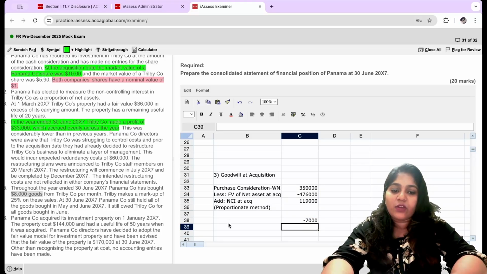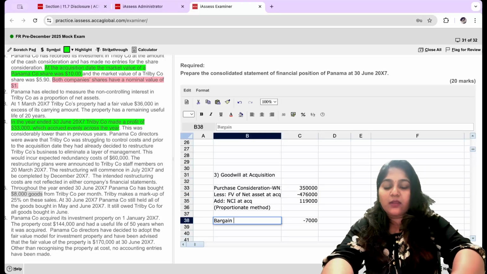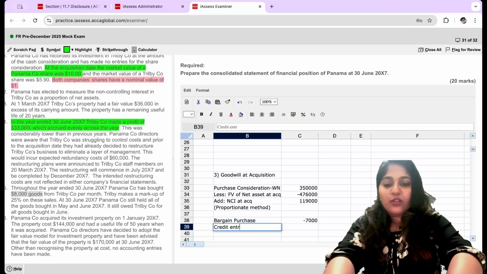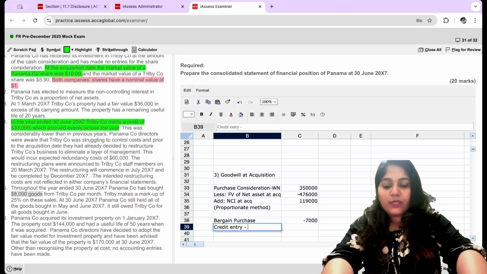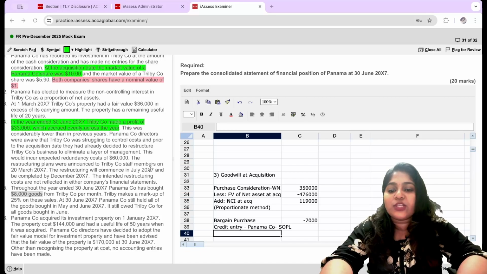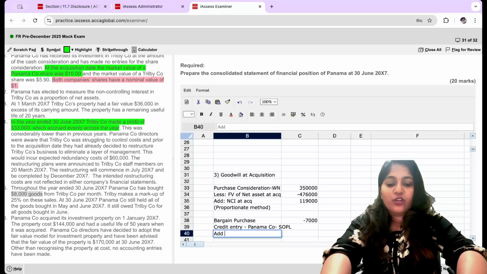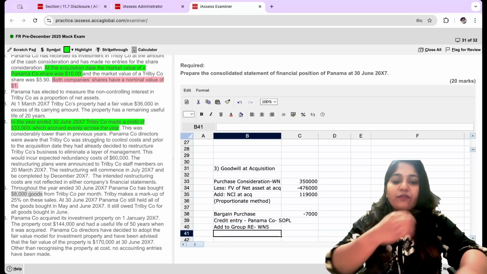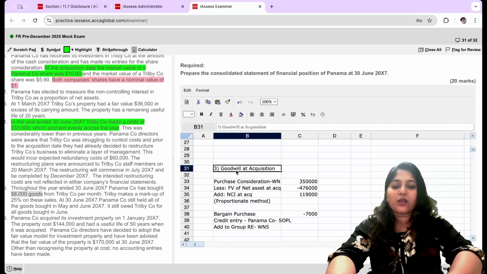If it is negative, what do we call it? We call it bargain purchase. Now what is this bargain purchase? It's a credit entry to the parent company's statement of P&L account. Hence I will have to make changes in retained earnings of 7,000. So I will add to group retained earnings, that is working note number 5. That is goodwill at acquisition.